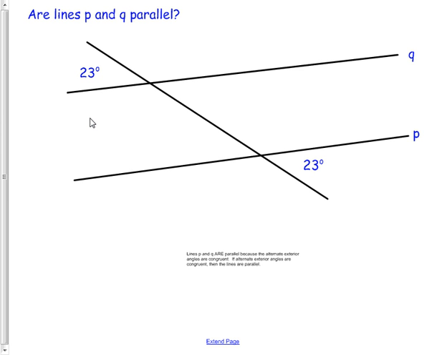So I've got an example here. It says our lines P and Q are parallel, and I've got lines P and Q cut by a transversal. This angle's 23, and this angle's 23. What we've learned about parallel lines and transversals is that if these lines are parallel, then the alternate exterior angles are congruent. Well, vice versa. If the alternate exterior angles are congruent, then the lines have to be parallel.